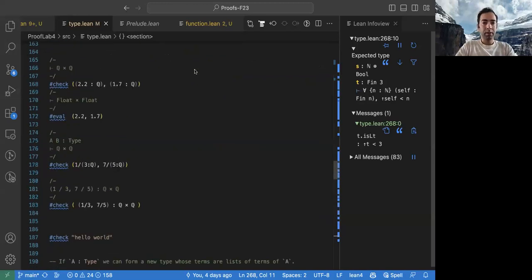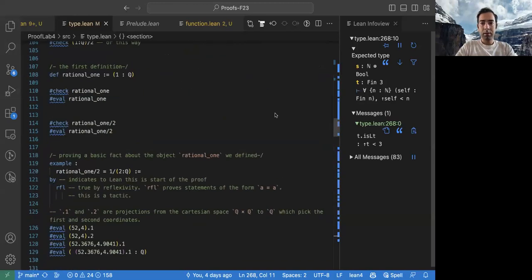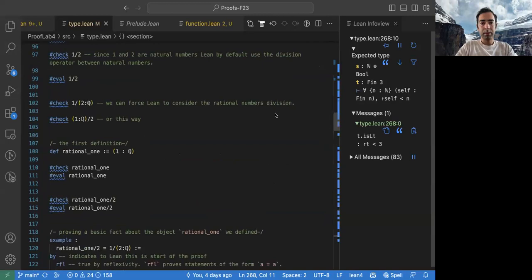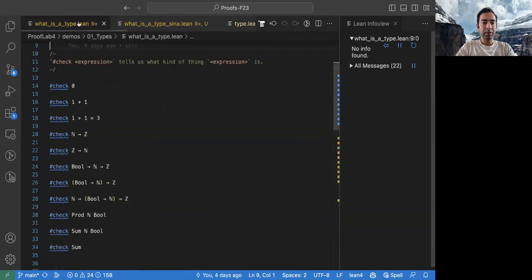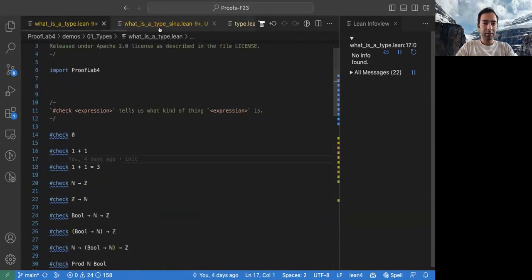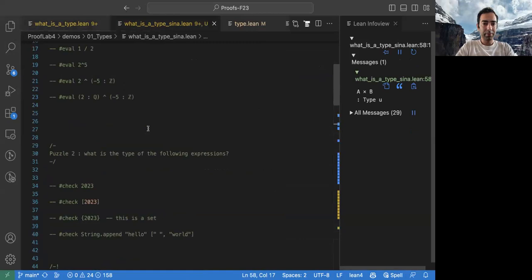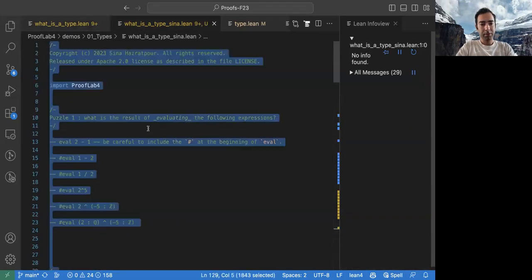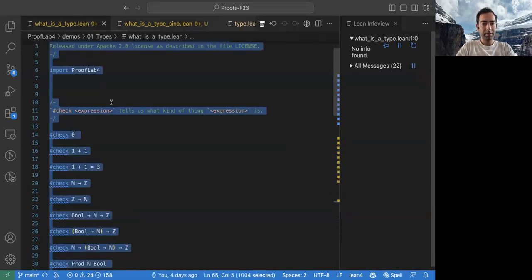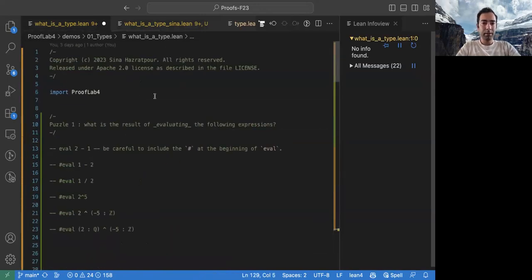Right. Okay. So you should be able to see a file called type.lean. Does everybody see this? Yep, great. So I want to disregard this file for now and go to this demo file called what is a type. And actually, I added some new stuff. So let me copy this and overwrite this.